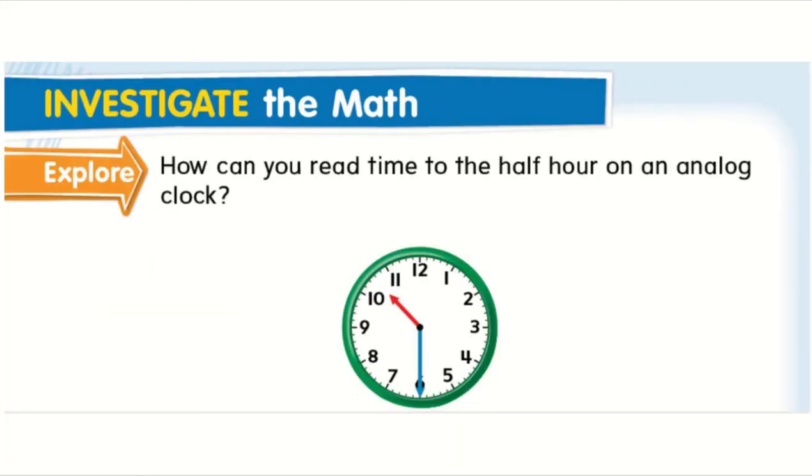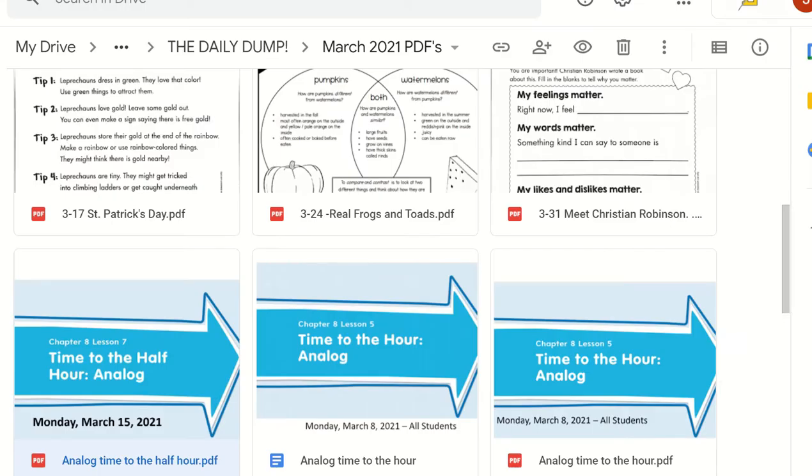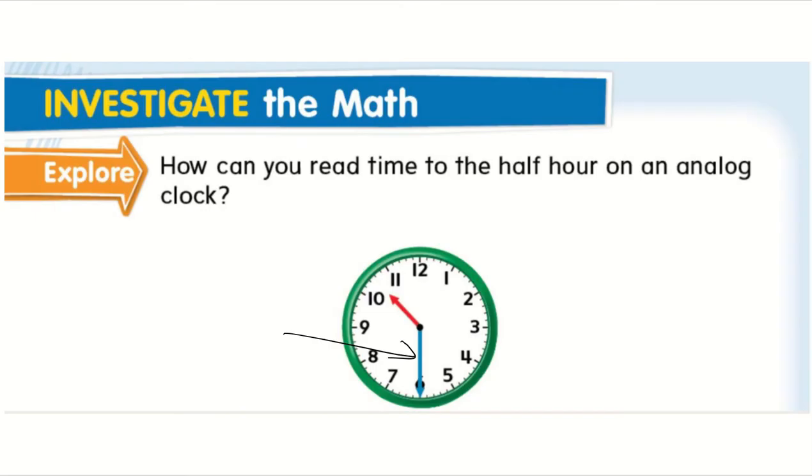Now, this is where this is going to get a little tricky. Let's take a look at this clock really quick. We noticed here before that our minute hand was normally always on the 12, but now it's down here on the 6. We also have our hour hand looking a little different. It's not pointed directly at a number anymore. It's in between the 10 and the 11. So this is where it's going to get a little funky. This is going to be called time to the half hour.